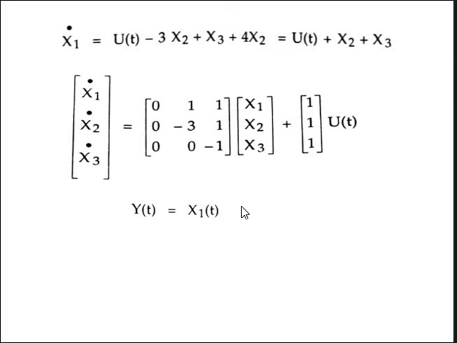Therefore here there is no u of t, so the D value is 0, and the matrix C is a row matrix. So y of t is equal to 1 0 0. That means 1 multiplied with x1 of t, 0 multiplied with x2 of t, 0 multiplied with x3 of t. That is nothing but y of t is equal to x1 of t. So these are the A, B, C matrices.